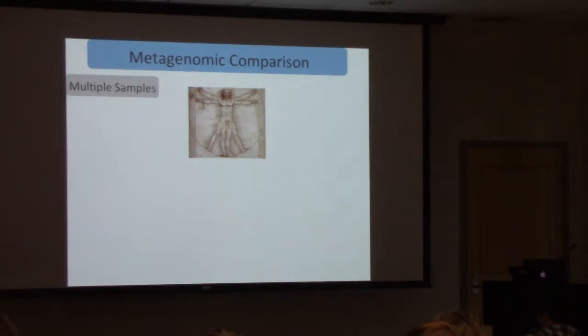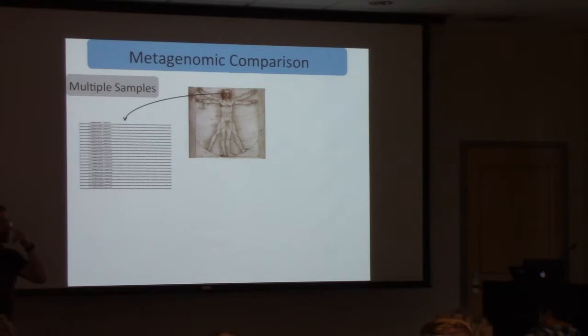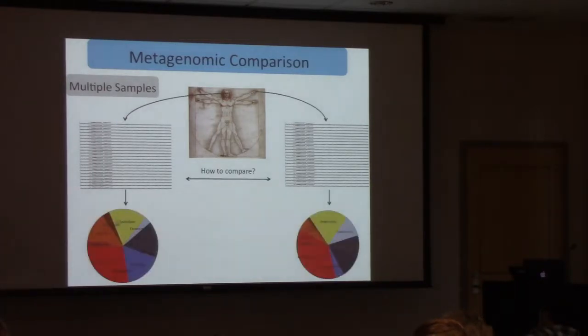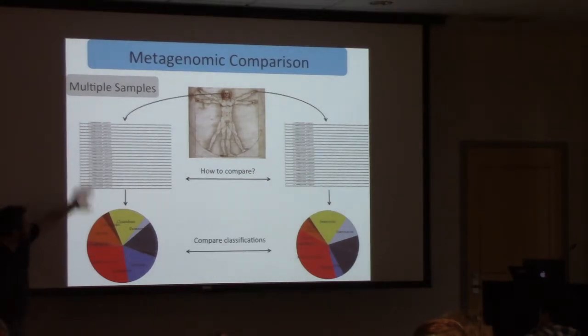Okay, so multiple samples. Let's say that you take a nasal sample and one from the back of your hand, and you get a whole bunch of short reads from it. And the classical way that people go about comparing these samples is to, first off, classify them to figure out who's there, so generate a taxonomic profile, and then compare the classifications back and forth to each other. This seems like a very natural thing to do.